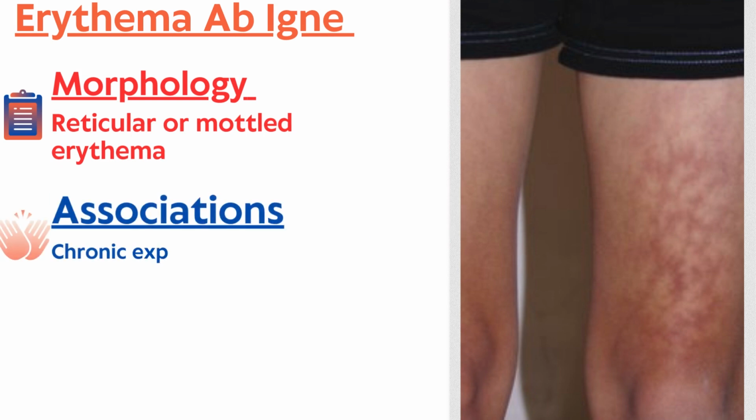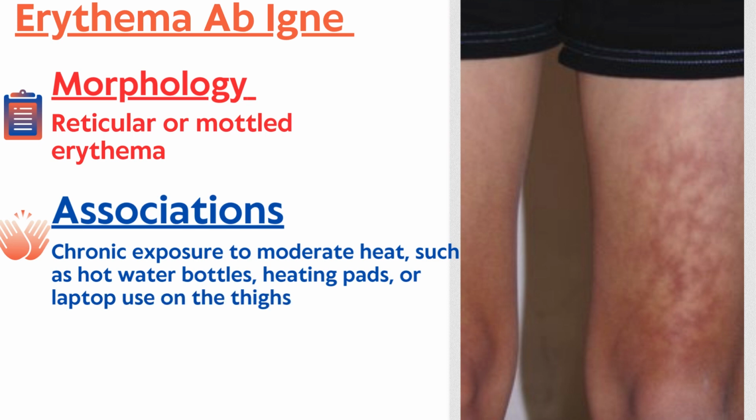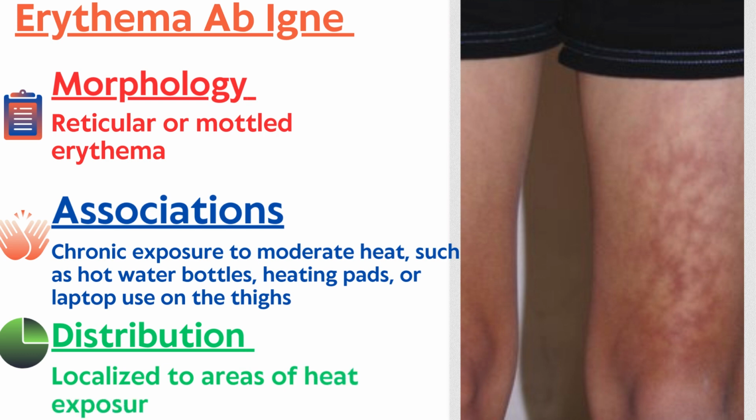Lastly, we have Erythema ab igne, displaying a unique reticular or mottled erythema pattern. This type is often seen in individuals exposed to chronic heat from sources like hot water bottles or heating pads. The erythema is localized to the areas exposed to heat, most commonly observed on the lower legs or thighs.